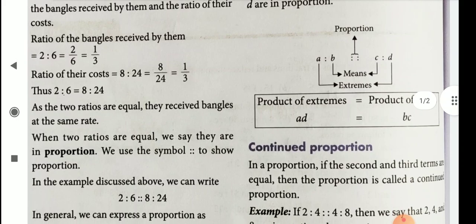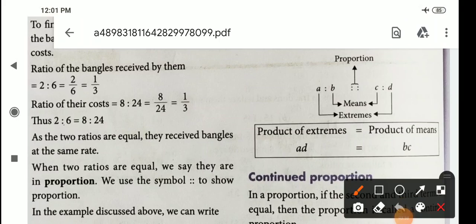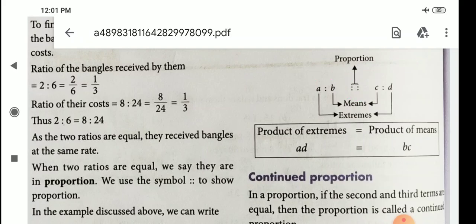Here, diagrammatically shown, these are means and these are extremes. Okay, and this is proportion. Product of extremes equal to product of means.